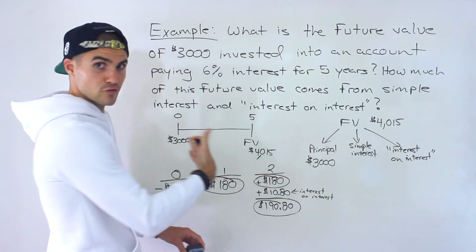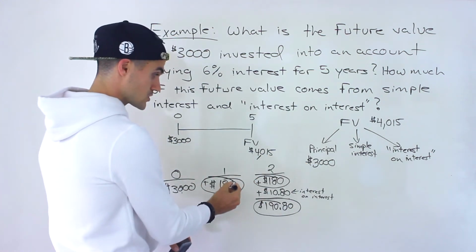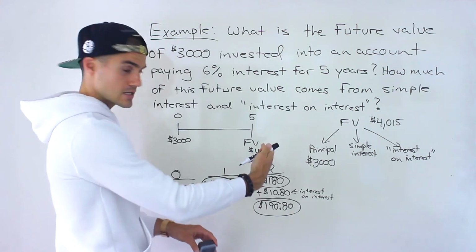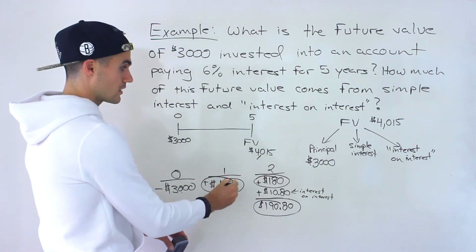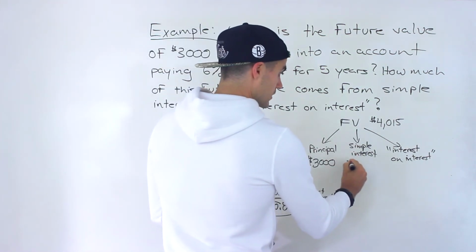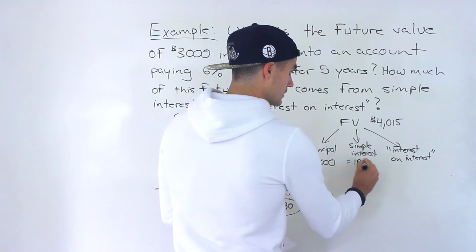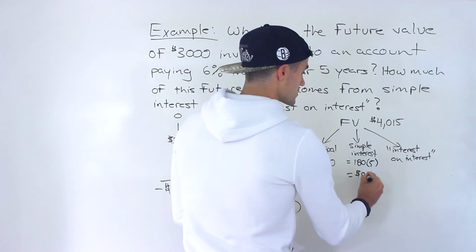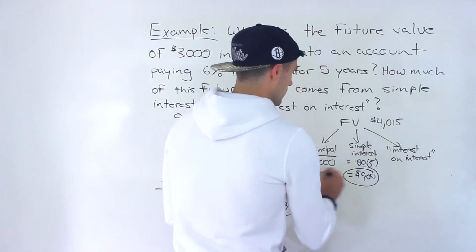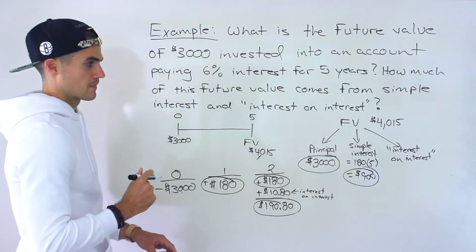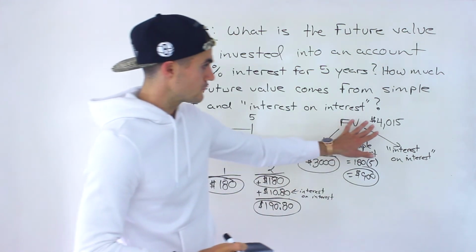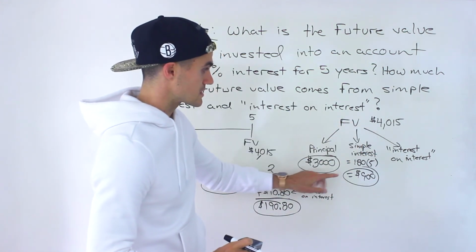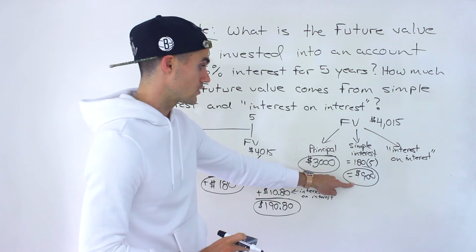Now this is going on for 5 years. We know that the simple interest is staying constant. That always stays constant, and we're getting 180 every year. So the simple interest would be 180 times 5. It would be $900 for the entire 5 years. Right, so the 4,015 is broken down into principal 3,000, simple interest 900.